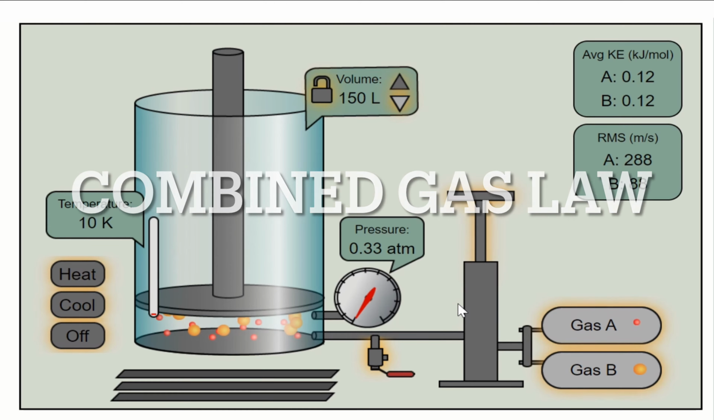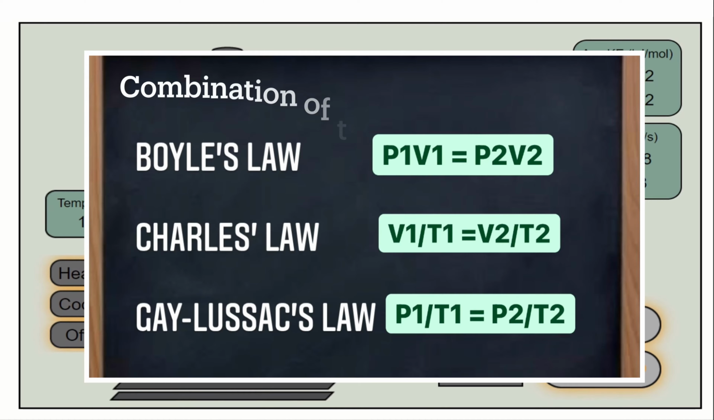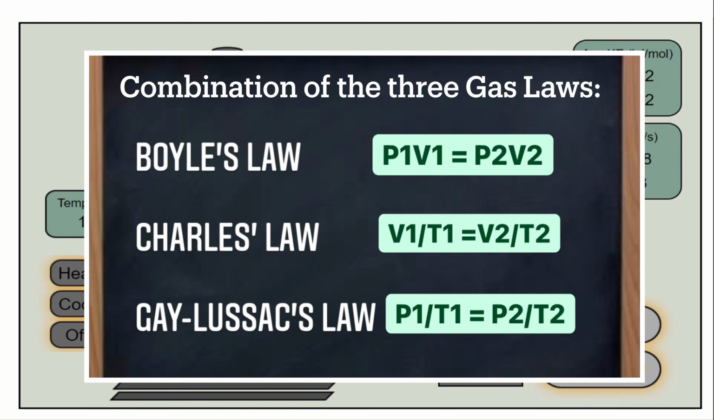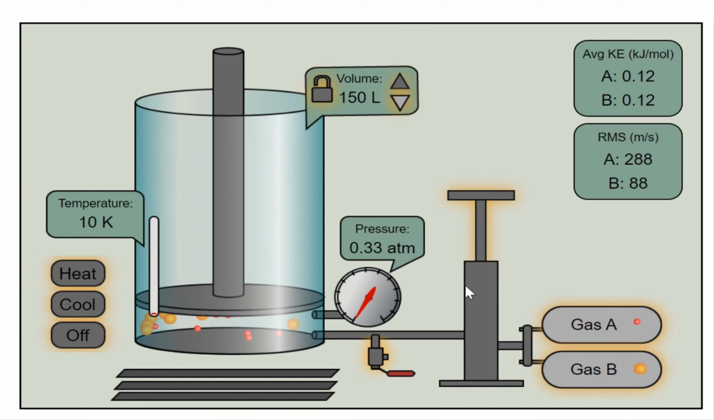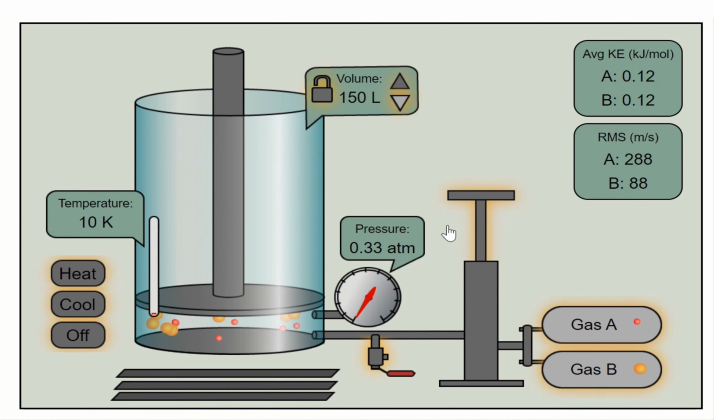When we say combined gas law, it is the combination of the three gas laws, which are Boyle's law, Charles' law, and Gay-Lussac's law. So this time, the only constant would be the amount of gas, which is in moles. What will be the value of volume, pressure, or temperature of a gas if there is a change? Again, the only constant is the amount of gas.